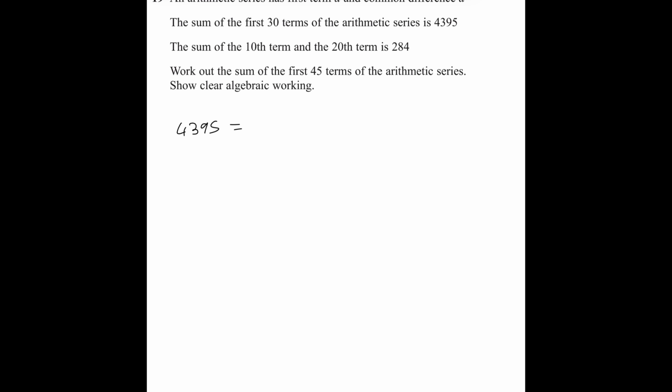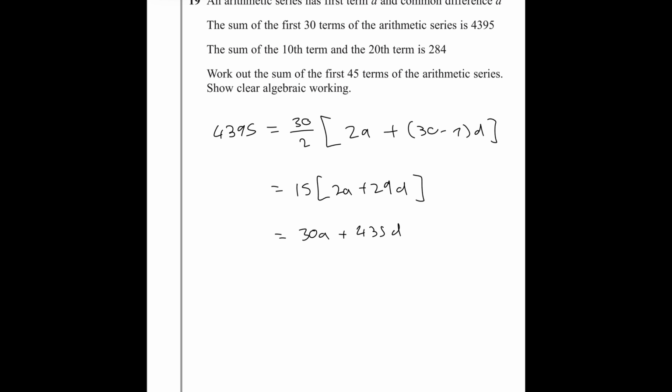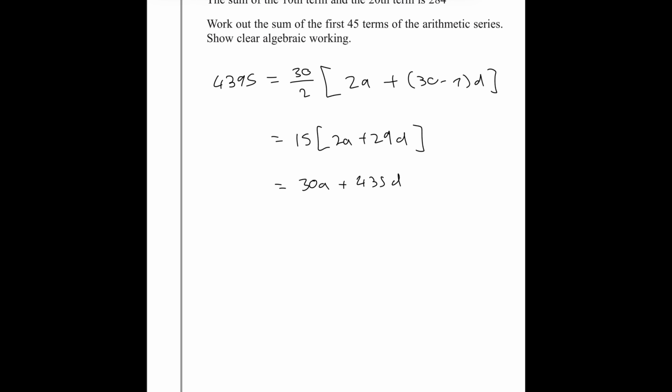The sum of the first 30 terms is 4,395. That's the sum of the first 30, so it's going to be 30 over 2, and then multiplied by 2a plus (30 minus 1)d. Let's rewrite this simpler: 15 multiplied by (2a plus 29d), which is the same as 30a plus, let's do it in the calculator, 435d.